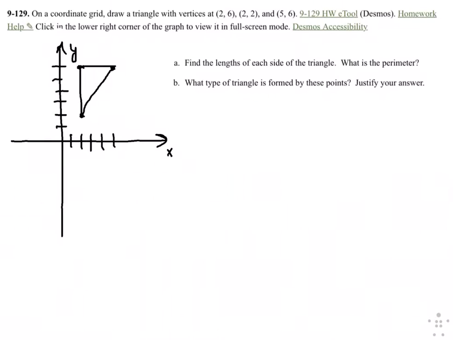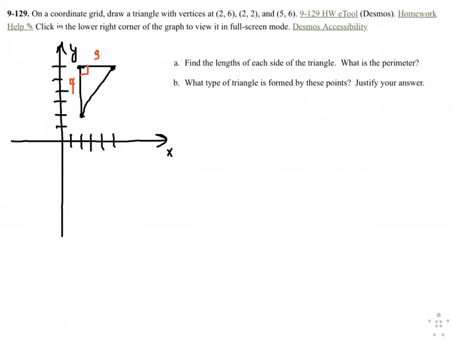There's our triangle. And now let's find the side lengths, right? So this goes from 2 in the y, 1, 2, 3, 4. So this is 4, right? And across we go from 2, 1, 2, 3 across to 5, right? So this is 3, and this is a right triangle, right? Because they're parallel to the axes.